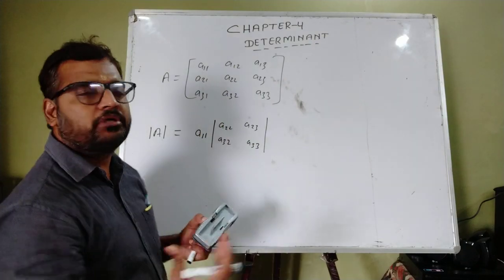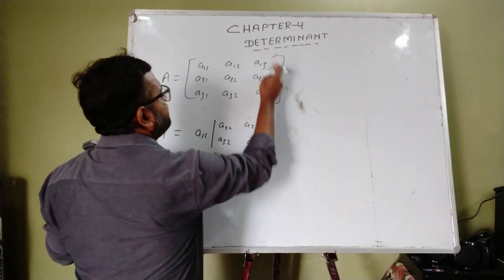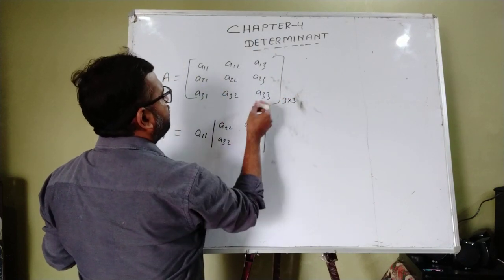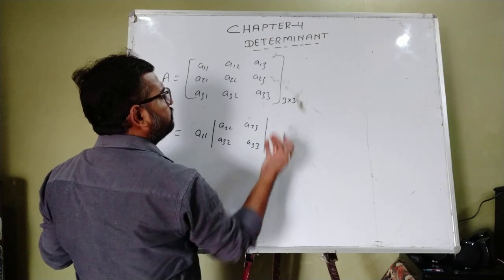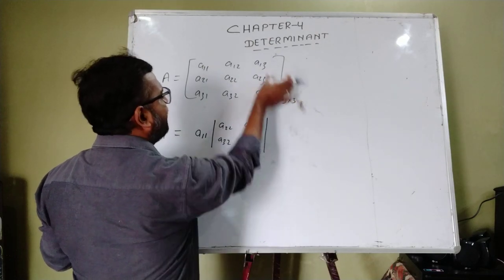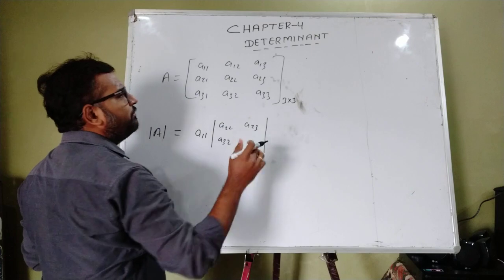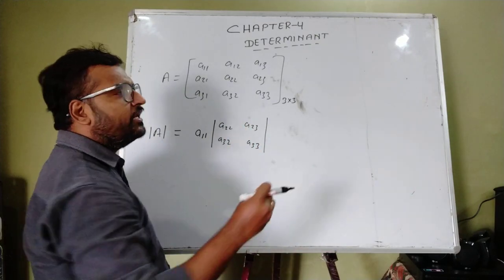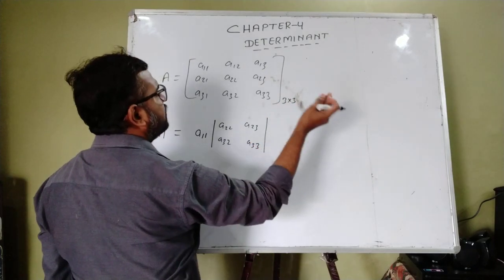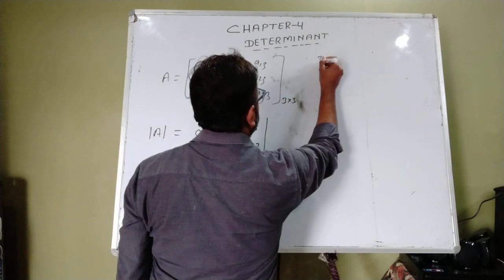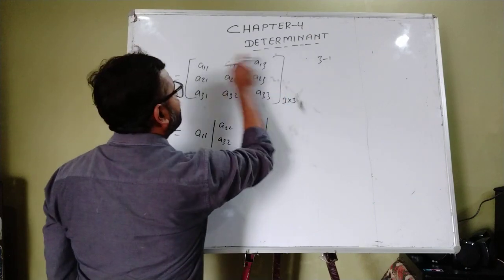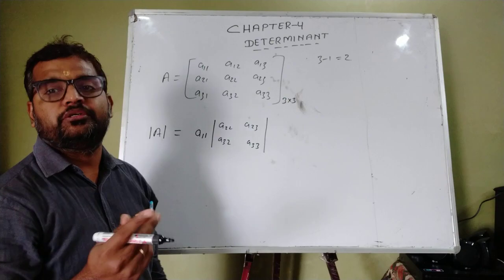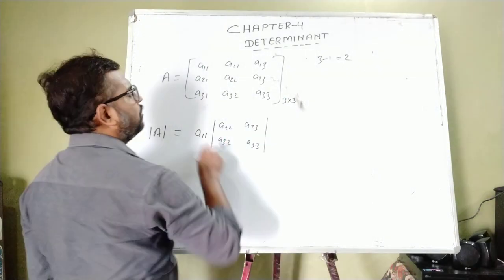What is the meaning of submatrix here? Actually this is a 3 by 3 order square matrix. After deleting one row and one column, the submatrix is the matrix formed from this matrix, a part of the matrix. Definitely the submatrix formed has an order less than the given matrix. How much is the order? If it is 3, then 3 minus 1, because we are deleting one row and one column. So the submatrix will be of order 2 by 2.